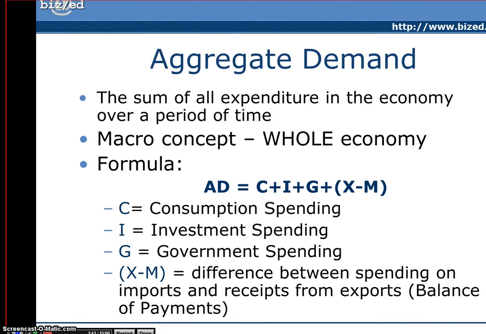And finally, X minus M, which is known as net exports, the difference between spending on imports and what we get from our exports. On the whole, that's usually slightly negative. We usually spend a bit more on imports than we earn on exports. But at the moment, it's about balanced. That's in 2016.